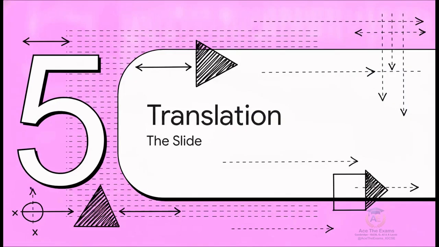All right, let's slide right into Section 5, Translation, the slide. This is arguably the most straightforward transformation because it's a pure, straight, sliding movement. The biggest thing to remember here? Absolutely no rotation is involved. None. The shape stays perfectly upright, keeping its exact orientation, and just slides on across the coordinate plane.